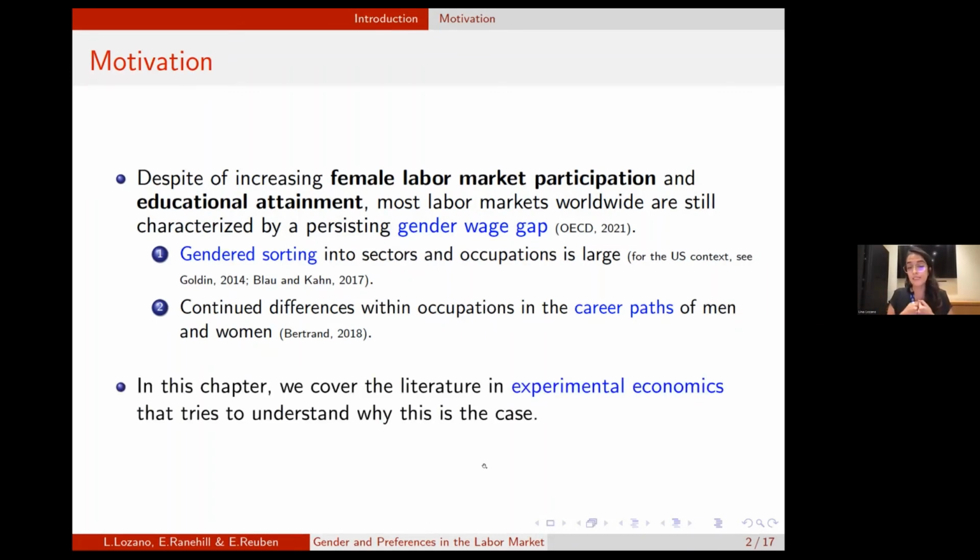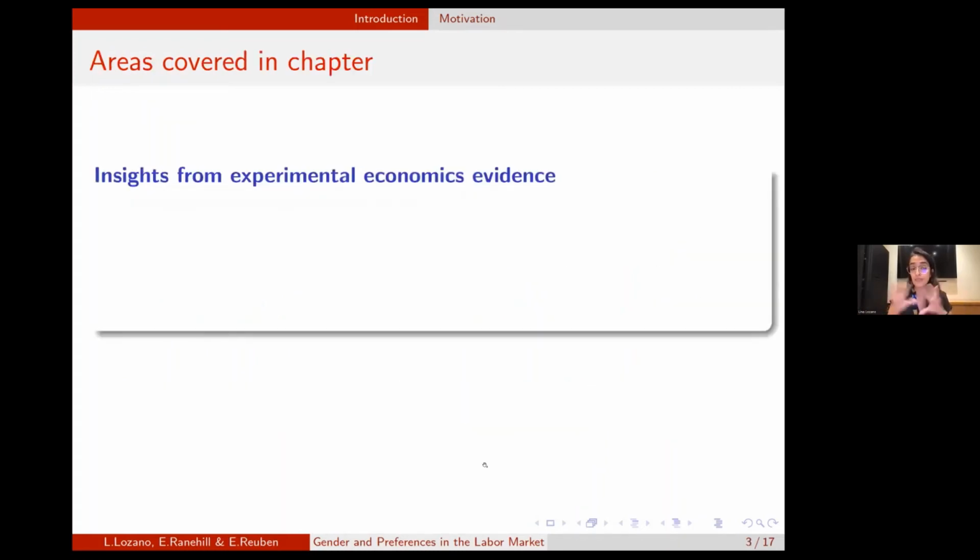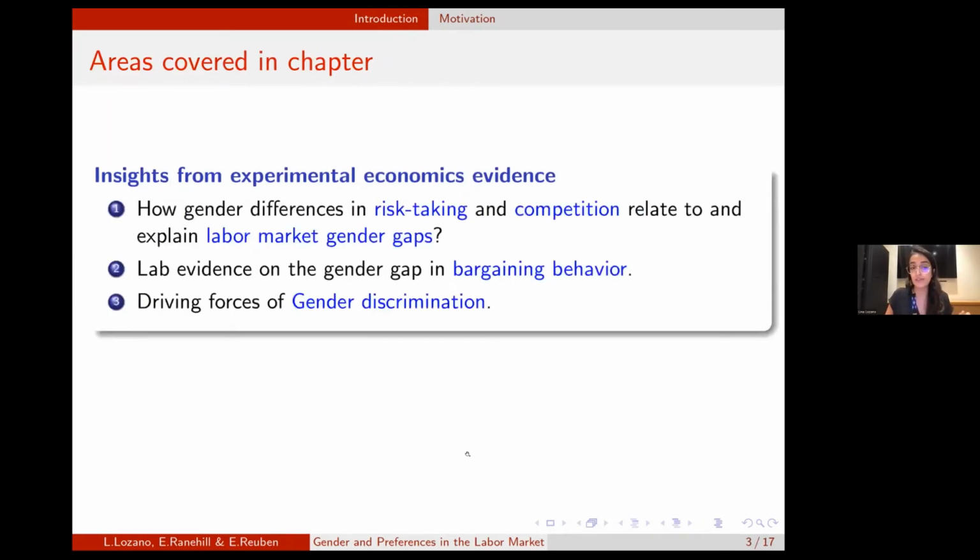So in this chapter, basically, we cover the literature in experimental economics and try to understand precisely which mechanisms can be behind this type of gender sorting. And in particular, we cover three main areas in the chapter, again, from experimental economics evidence. So the first one is linked mainly to risk and competition attitudes.